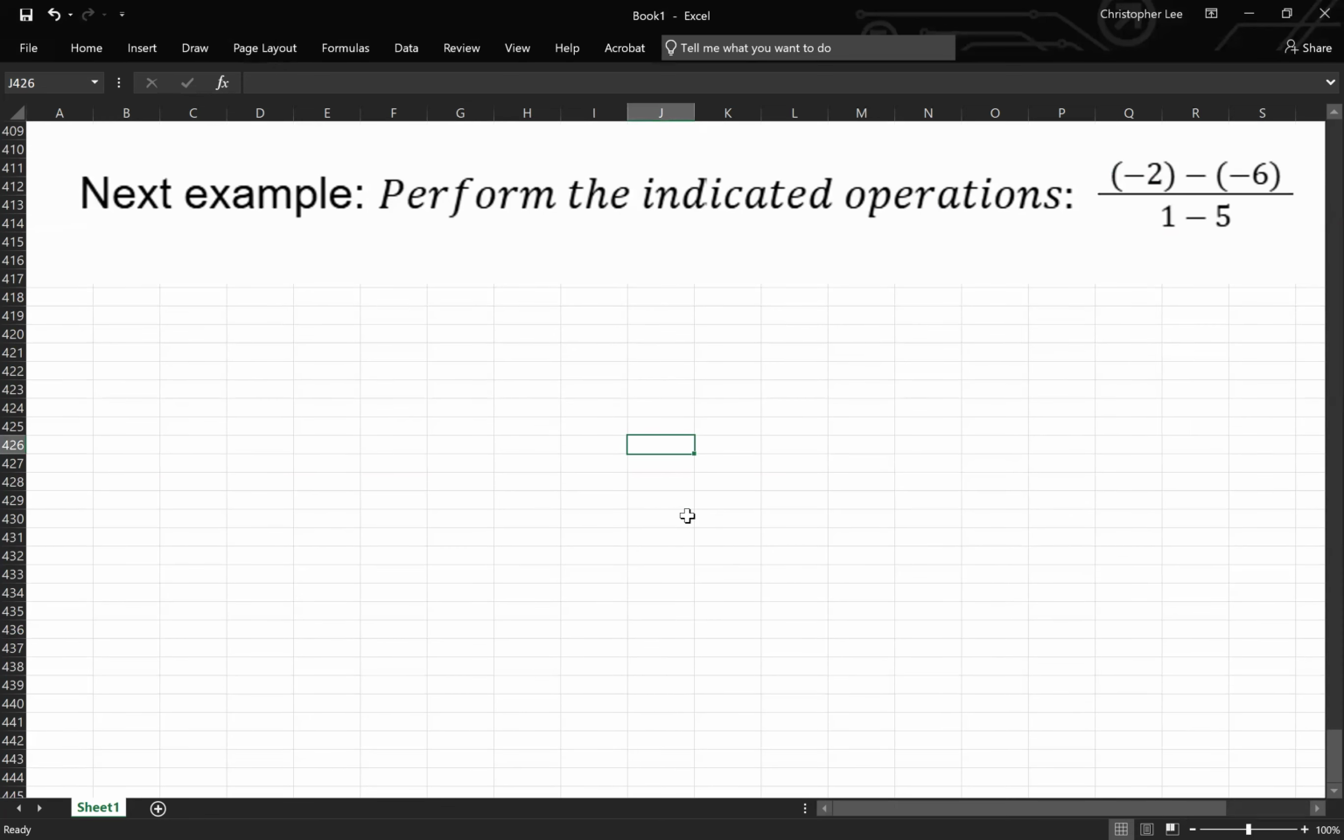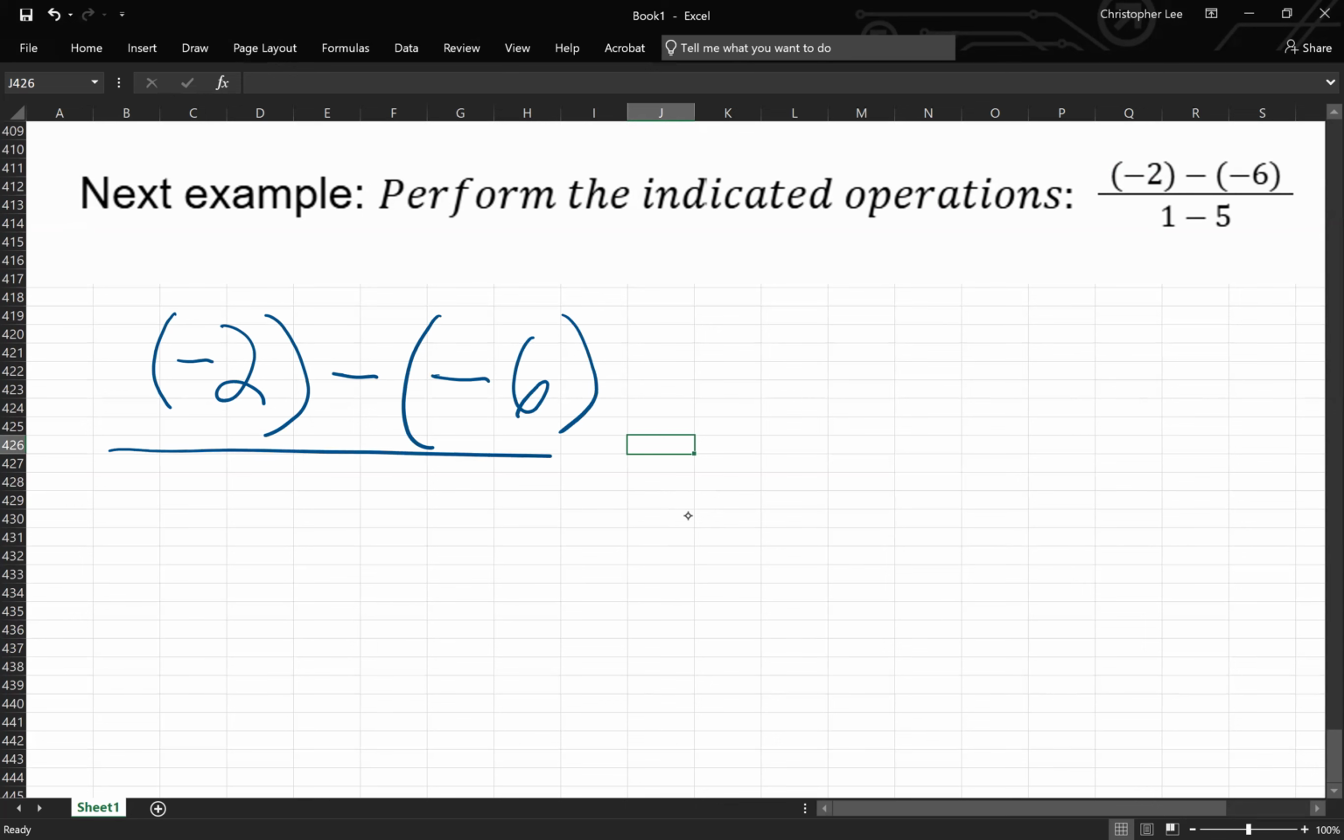It's a little bit easier than the previous one. All right. You know what? Let me rewrite it. I have -2 minus -6 divided by 1 minus 5. Tell me what to do.